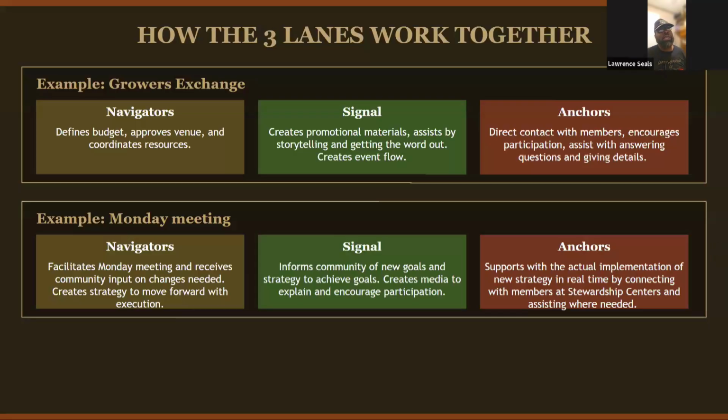All right, and how the three lanes work together, just a quick two examples. The first example is the Growers Exchange, which is again our community-wide concept. This is going to be the hub of Atlanta. Let's just say Atlanta has 500 members, and we're throwing a Growers Exchange. The navigators are the ones who define the budget, approve the venue, and coordinate the resources. Again, making sure the venue can facilitate that amount of people, that the bathrooms are going to be there, that everything's organized as far as parking, all those things.